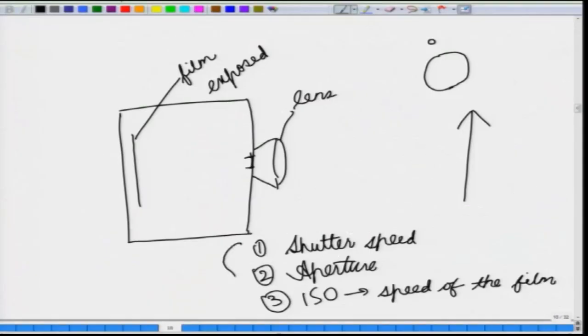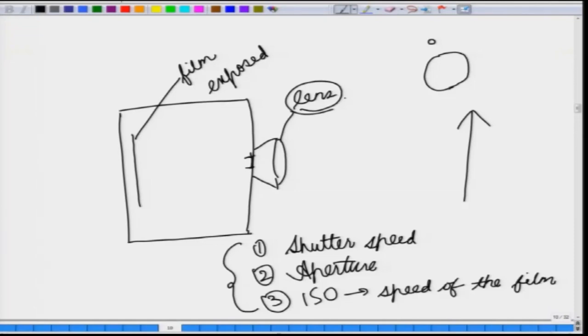So, in that case, even though you are exposing your film for a very large amount of time with a slow shutter speed, or with a larger size aperture, even then you are not able to make that good an impact on the film. So, the picture will depend on these three things: the shutter speed, the aperture and the ISO. But then you also have a fourth thing here, which is the lens.